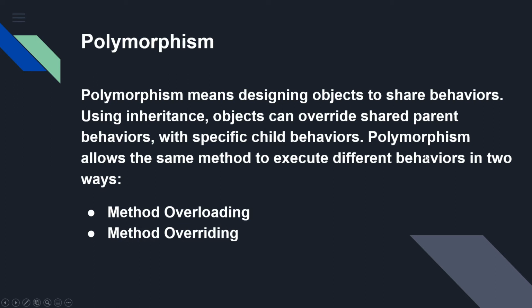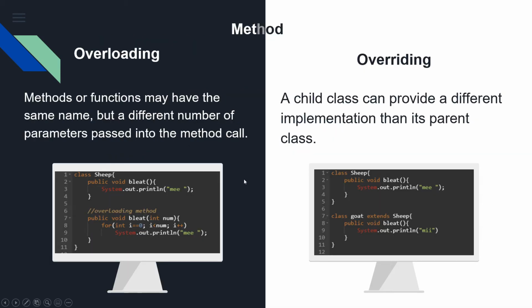Polymorphism. That means designing objects to share behaviors. We know inheritance, so polymorphism is between classes related by inheritance to execute different behaviors in two ways: method overloading and method overriding. Let's explain this. Overloading can be explained like this: there are functions with the same name, but different parameters inside. The other one is overriding. It is in a child class. If you call a function from the parent class and give some parameters, it will be overriding.